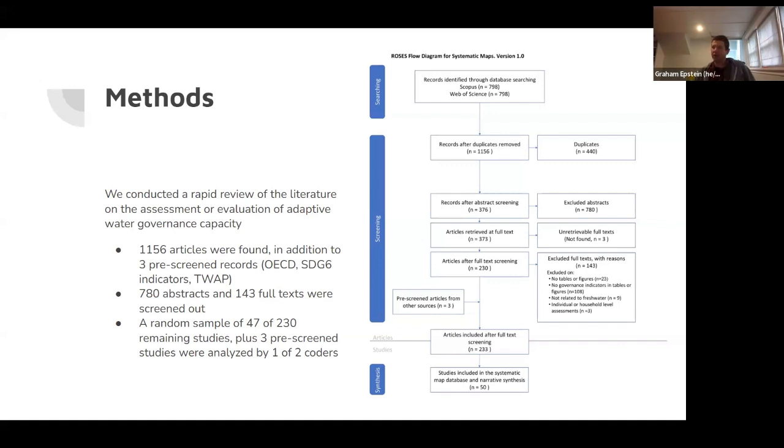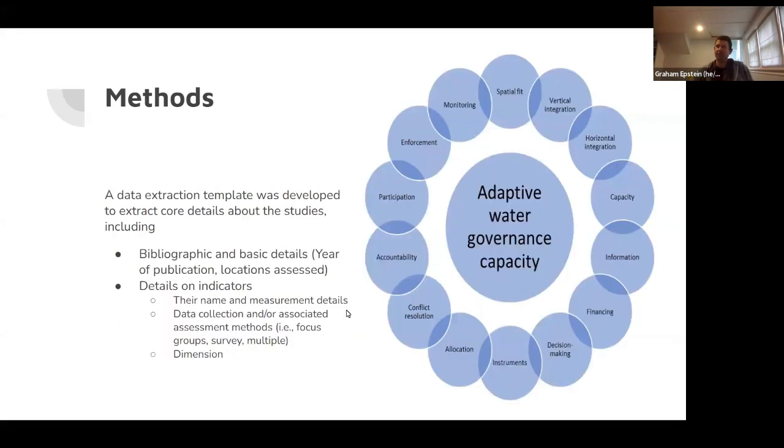We also screened out studies if there were no governance indicators, if they were not related to fresh water, or if assessments were performed at the individual or household level, because we are interested in governance at least at a community scale. Individual or household level assessments of adaptive capacity, for instance, weren't entirely relevant. At the end, this left us with 233 studies, and we randomly selected 47 of the 230 articles left, in addition to the 3 pre-screened articles, in order to have a total sample of 50 reviewed studies.